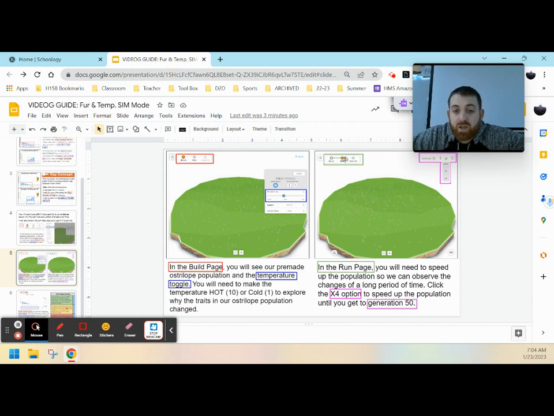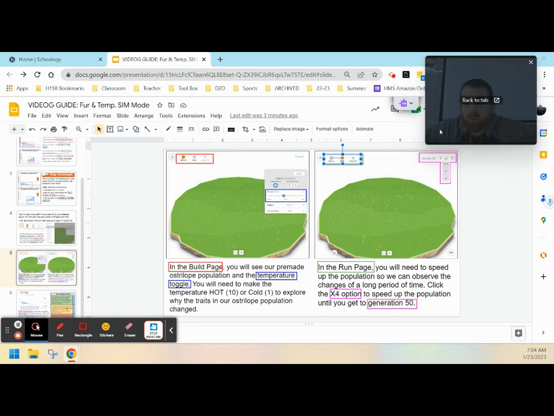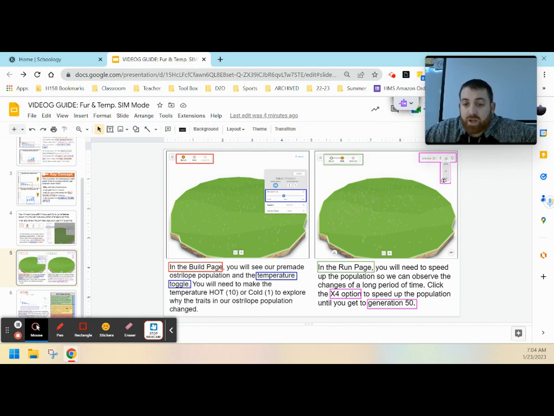Once you've changed that, you're then going to go and click on the run button in the top corner and you'll need to speed up our population. It's going to take a while. It's going to take many generations for us to really get good data that's going to help us understand why their population traits changed. So you're going to need to click on the +4. So there's going to be a +1 in the top corner. You're going to click on the +4 option, and you're going to speed it up by 4. So they're going to be moving really, really fast, and you're going to stop them when you get to generation 50.